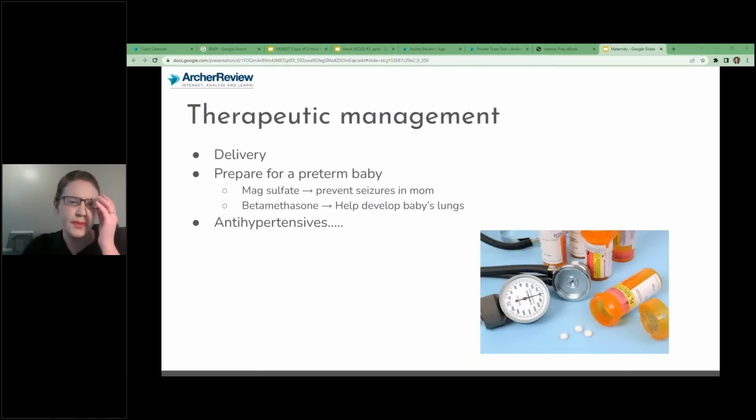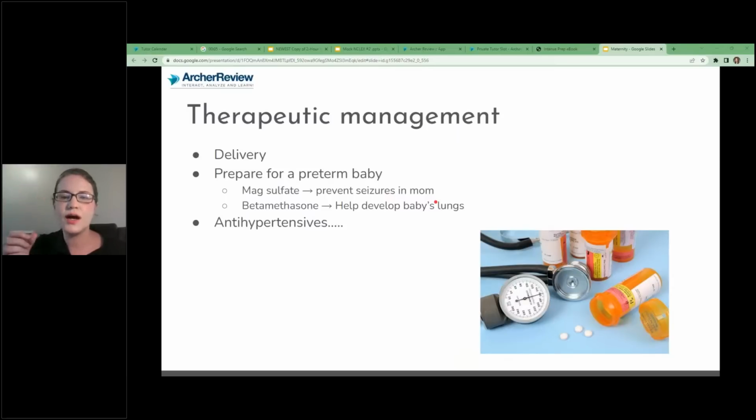How do you manage these patients? Well, depending on how severe it is, you might deliver them, and we'll talk about that more on the next slide. If you deliver preterm, if it's before 37 weeks, you need to prepare to deliver a preterm baby. What do you do if you expect a baby to be delivered before 37 weeks? You give the mother betamethasone, which is a steroid injection she gets in the arm. And ideally, she should get 2 doses of betamethasone.